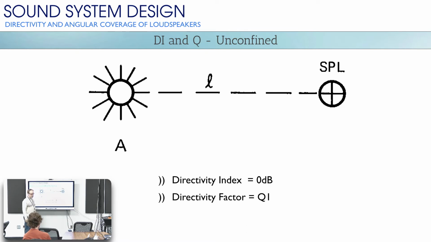Okay? In this case, our directivity index is 0 dB because we are not confining this sound at all. It's going everywhere. No confinement, 0 dB directivity index. Directivity factor is 1, or a Q of 1, because there's a 1-to-1 ratio between confined and unconfined sound, because the sound is not being confined. We have no increase in level. Okay? However, what happens if we try to confine this sound a little bit?